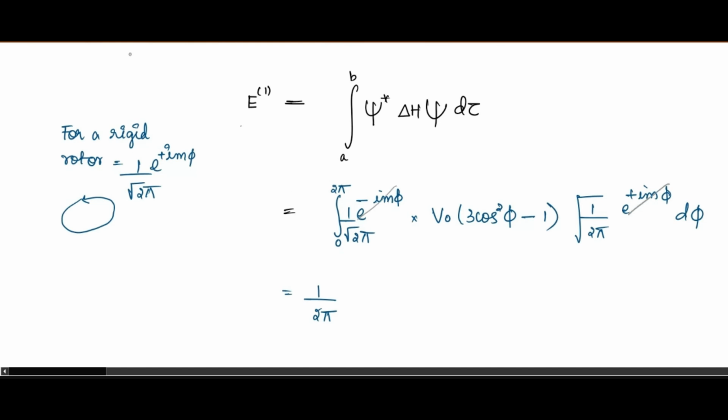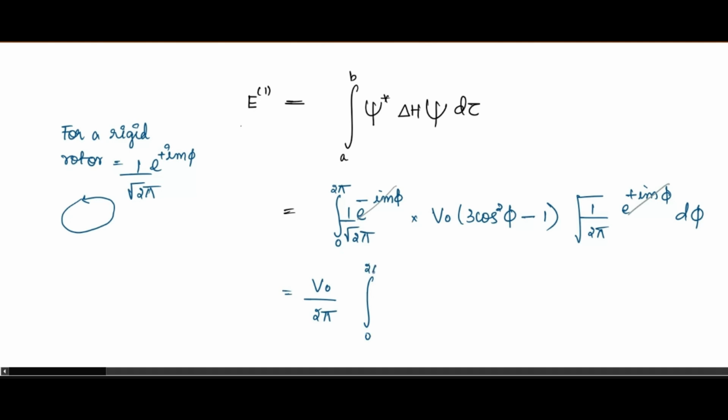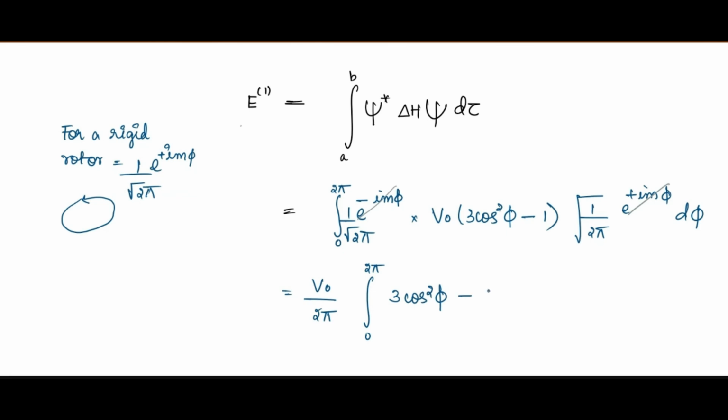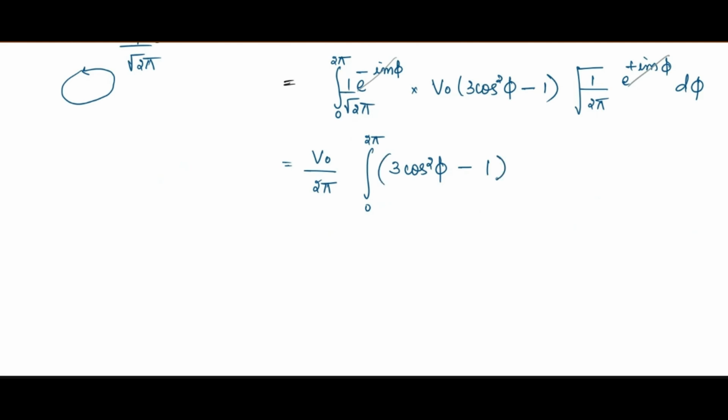Now, V0 is also a constant. What you have is 0 to 2 pi, 3 cos squared phi minus 1. Now you have to integrate this. Yeah. So start integrating.